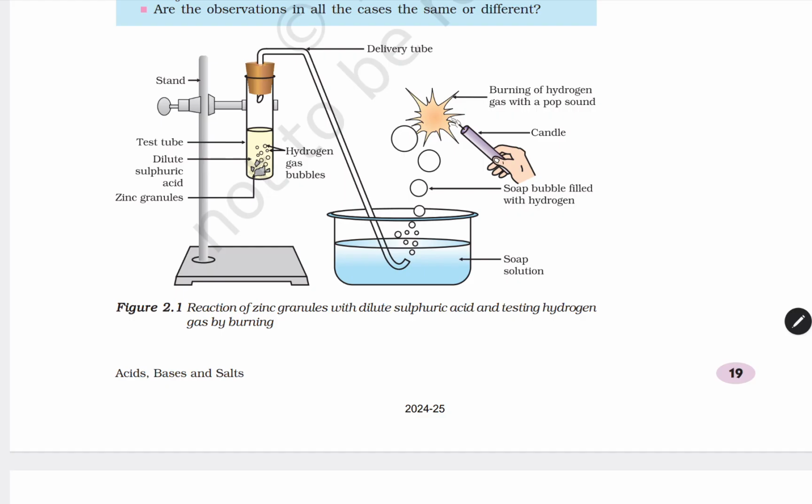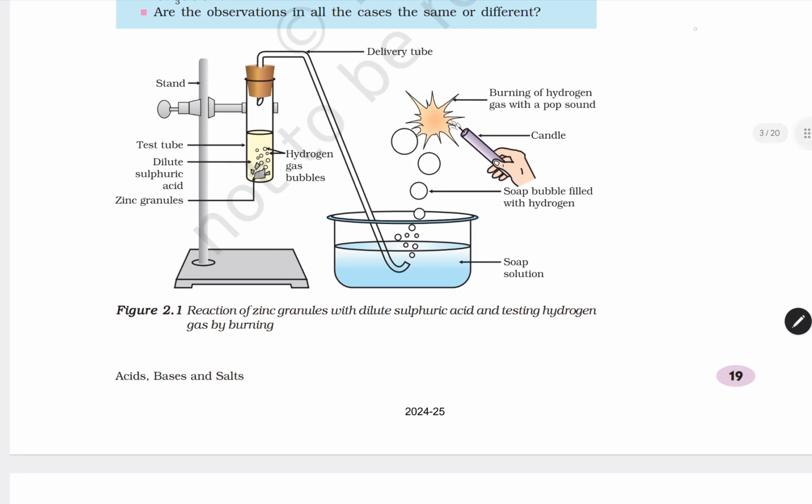Here you can observe the experiment that we did. You can observe hydrogen gas bubbles being released. We have taken the dilute sulfuric acid in the test tube and added zinc granules to it, so gas bubbles are getting released. Those are collected here. And how are we testing this? We are taking soap solution in this beaker, and a soap bubble filled with hydrogen. We are even doing the burning test also. Burning of hydrogen gas with a pop sound, that we are observing using a candle.